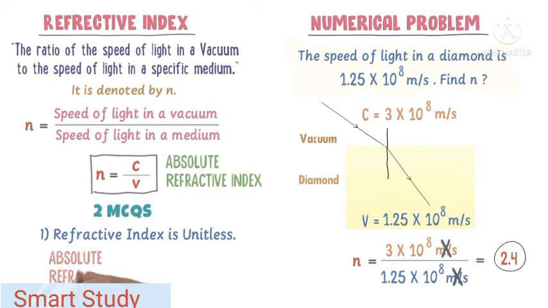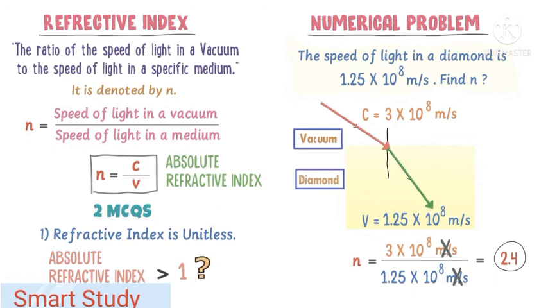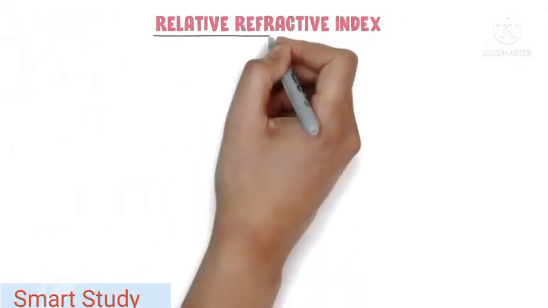Secondly, absolute refractive index is always greater than 1. If you ask me why, it is because in the case of absolute refractive index, light always travels from the vacuum or rarer medium into a denser medium like glass. So the speed of light always slows down in the denser medium, and absolute refractive index is therefore always greater than 1. Finally, let me quickly teach you the concept of relative refractive index.